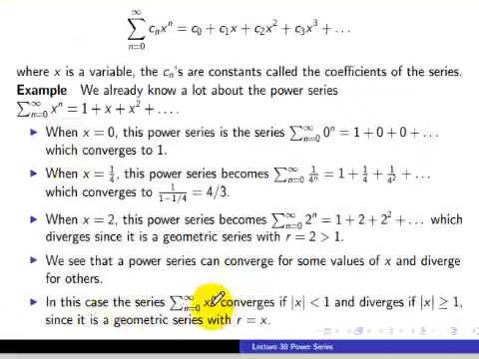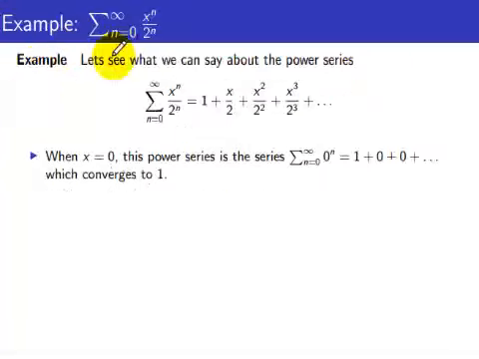So if this common ratio, x is the common ratio of this power series. If this common ratio is less than 1, this power series is convergent, otherwise that means the common ratio is greater than or equal to 1, this power series is divergent, right? So let's look at another example.